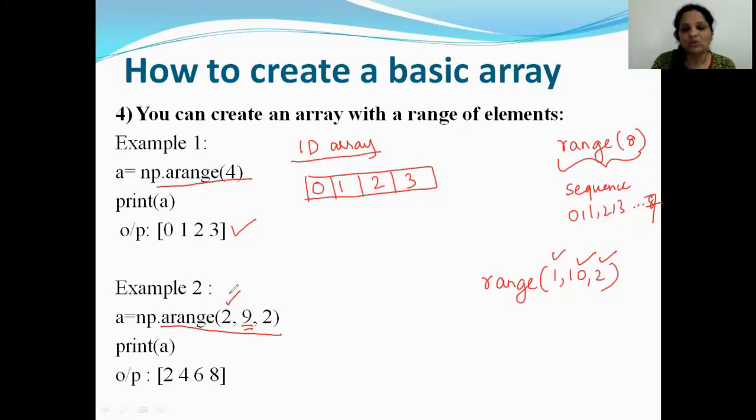So after 2, the next element of the array is going to be 4. The next element is going to be 6. The next element is going to be 8. And now you don't have any more elements, because if you go to the next element, it's going to be 10, which is more than 9. You can't even go up till 9. You have to go only up till less than 9.